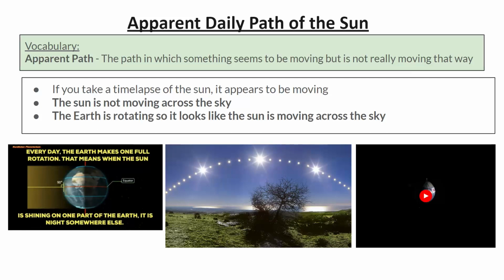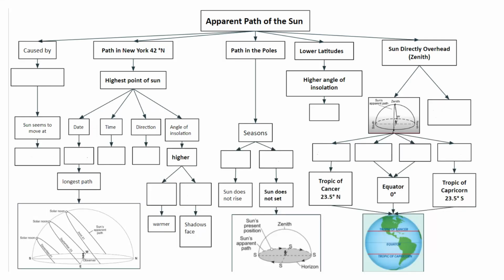Now, we also said that the apparent daily path of the sun isn't the sun actually moving across the sky. The reason the sun looks like it's moving across the sky is because the earth is rotating. And make sure you have your note packet out today, and let's write that down. The apparent path of the sun is actually caused by the earth's rotation.